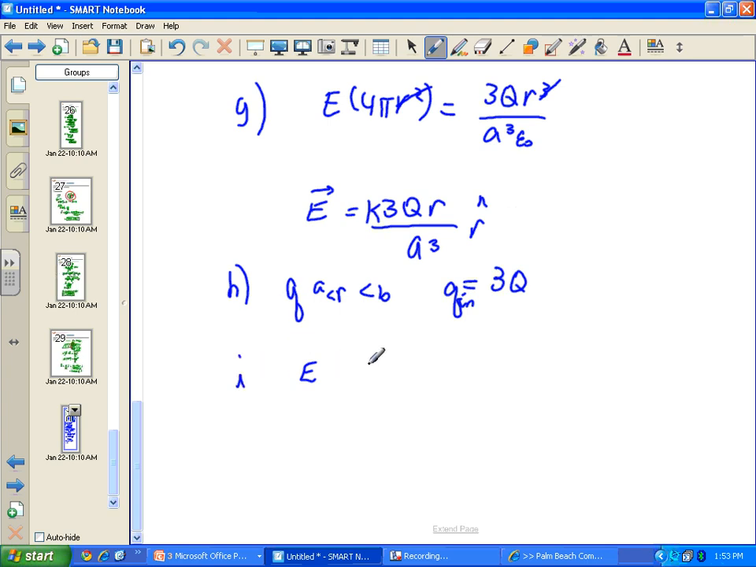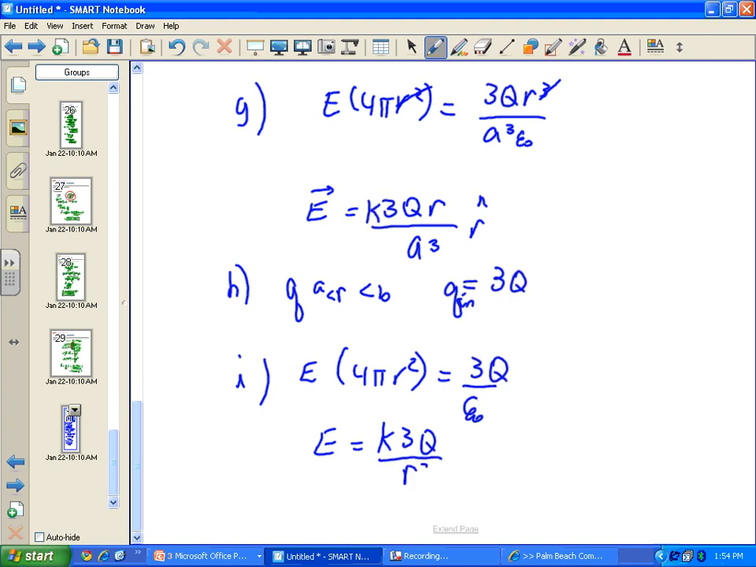And so here, if we want to get the electric field, E times 4 pi r squared equals 3q over epsilon naught, and this becomes E equals, 4 pi epsilon naught is k, 3q over r squared in the r hat direction.